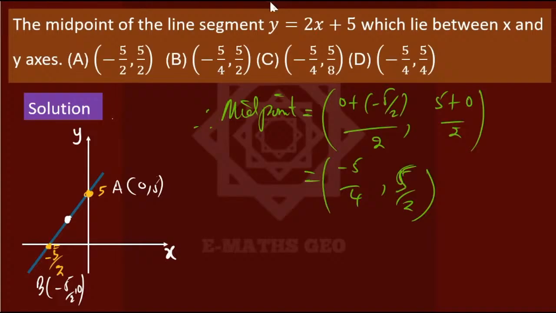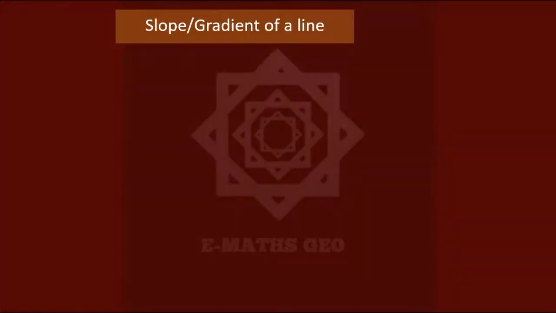So that should be option B. So it's a tricky equation, but still simple with a diagram. Thank you. Okay, welcome back.